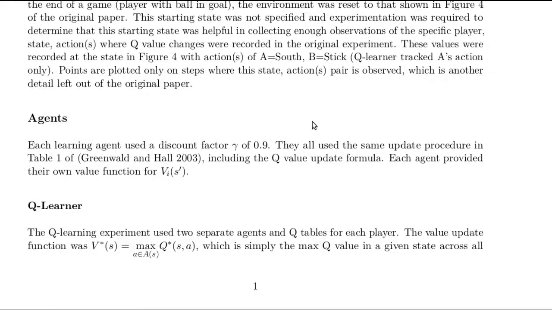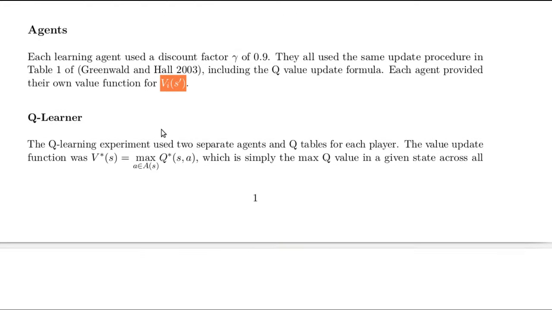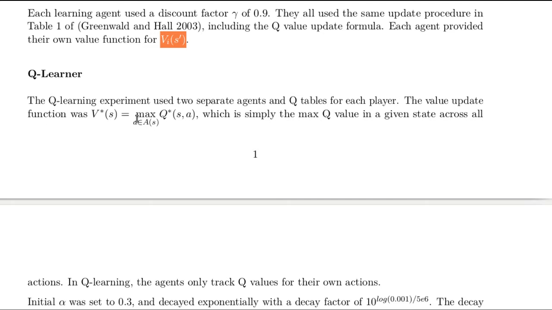Alright, so the agents all use the discount factor gamma of 0.9. This is specified in the paper, and then they each brought their own value function. The Q learner only kept track of individual players' view of the world, so their Q tables only tracked their set of actions in a given state. Value function is just basically the max of those Q values across that particular player's set of actions.